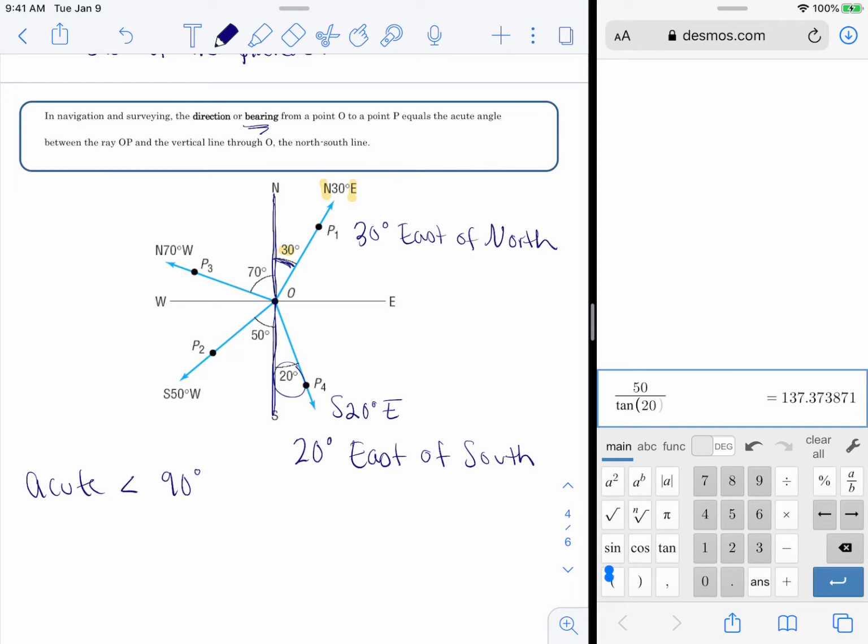All right, so like this one, just going to say it out loud. That is saying that's 50 degrees west of south. And this one is 70 degrees west of north. Okay, so notice the very first letter you mention is either north or south, because that's what it's always attached to, and then what the degree is, and then where you're heading.